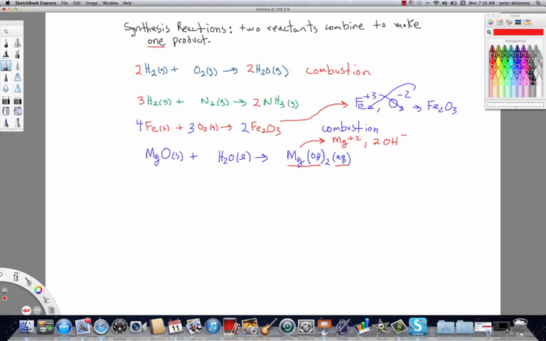So in a more advanced class, you might be asked to write the net ionic equation, and what that's going to look like is going to be this. Now, we do not separate either the magnesium oxide because it's a pure solid and it's a crystal, and we don't separate the H2O because it's a unique covalent compound, but we do separate the ions into their actual form for what we call the net ionic equation.